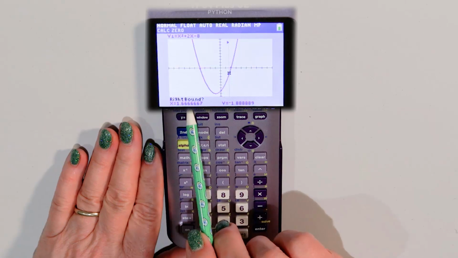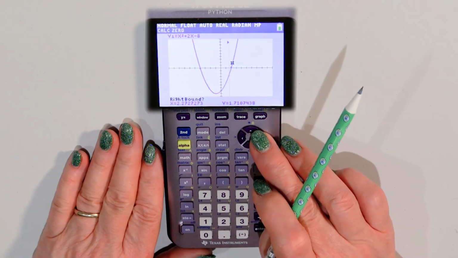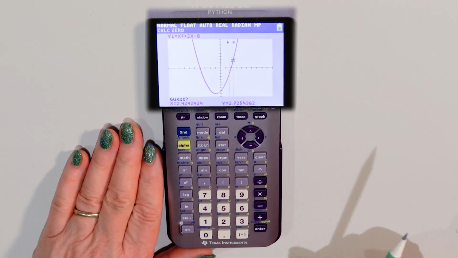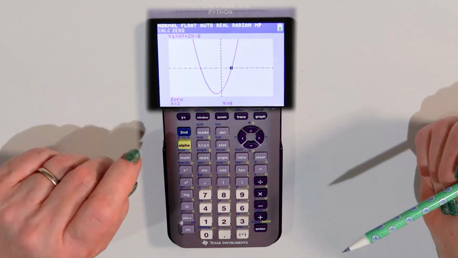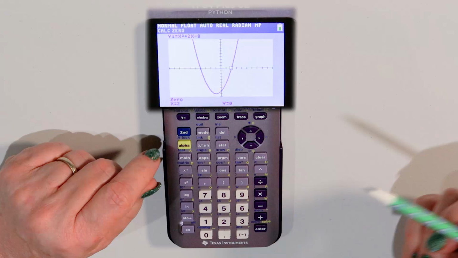Press enter. Then it says now go to the right. So I'll use my right key to go to the right and press enter. Then it says guess. Yes, please do your job. And that 0 is at 2.